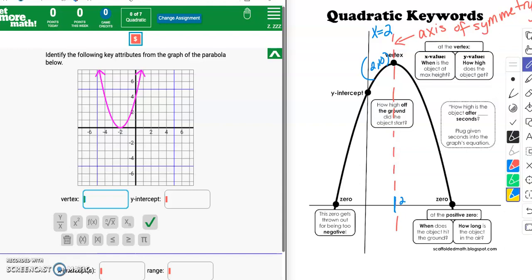The other thing I want to talk about is the domain and the range of a parabola. Well, the domain is going to be all real numbers because parabolas are going to get infinitely wider. So they're going to go infinitely in both directions. So I can say all real numbers, and right there I have the symbol for all real numbers.